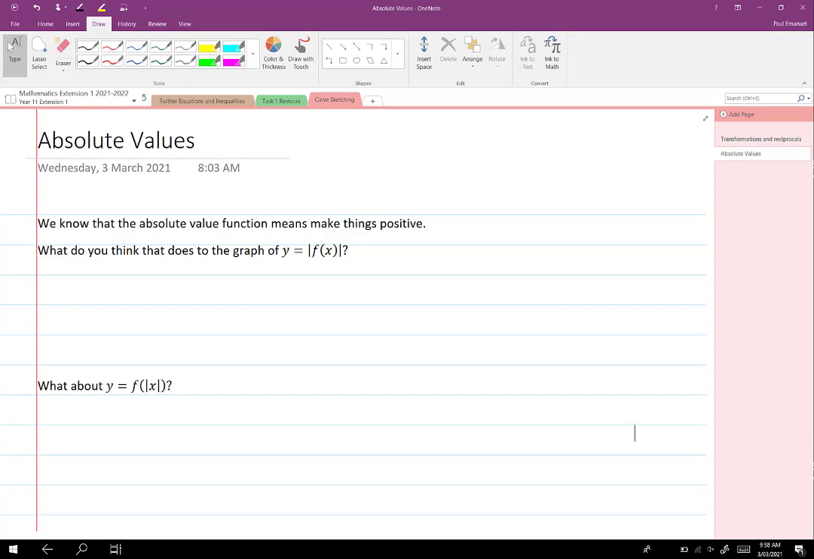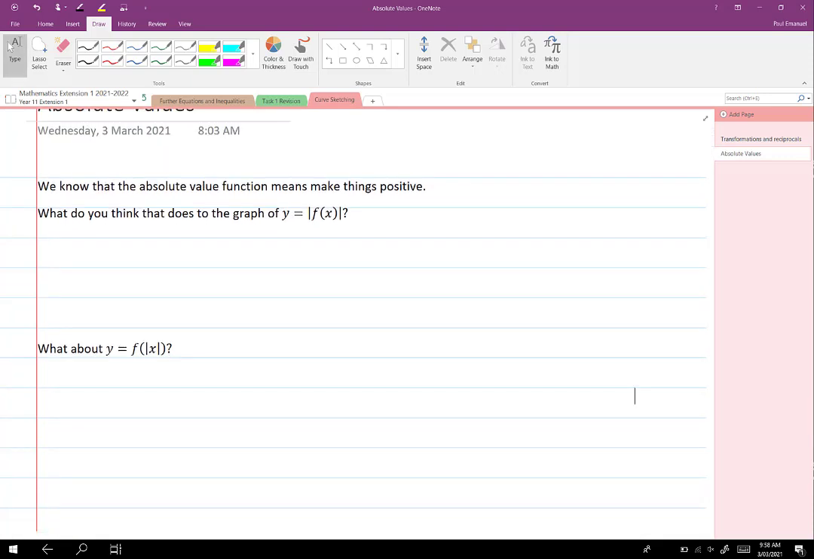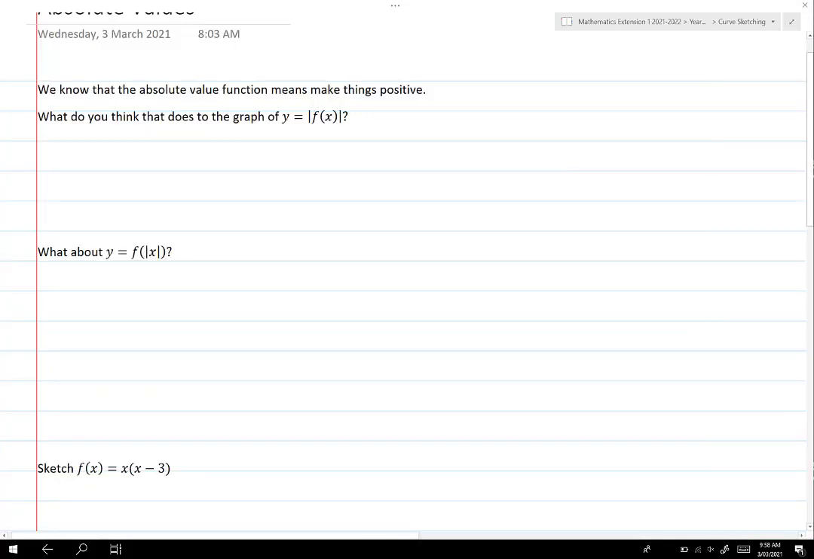So we know that absolute value function means make things positive, right? Yes. So what do we think is going to happen when we sketch now y equals absolute value of f(x)? It will just always be positive. What does that mean visually? It will always be on this side of the axis. So the range will never be less than 0. Always up here, right? Always above x.